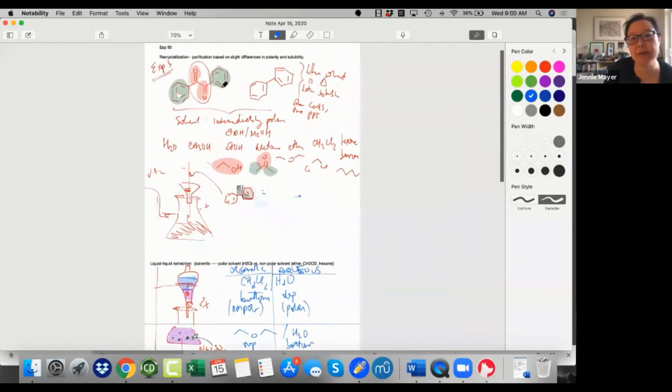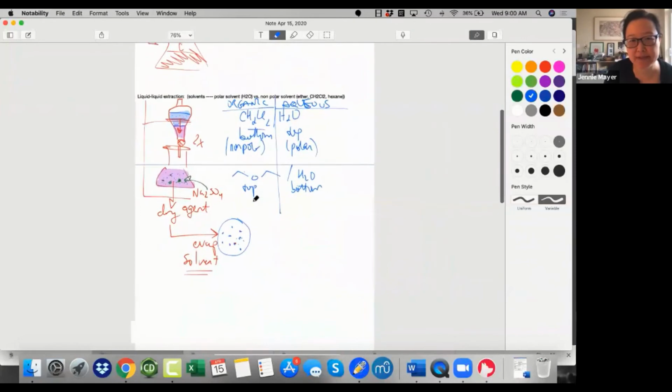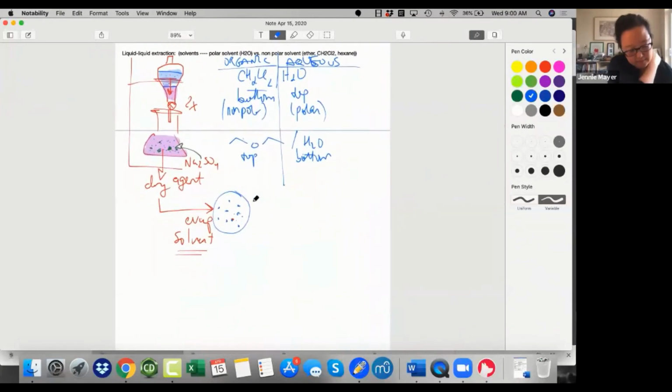Or if you're intermediately polar and you're mixed with something really similar in polarity, where it would be harder to say this would go in the water layer and this would go in the organic layer, probably they would both go in the organic layer. Then you need to use recrystallization. So recrystallization is more of a subtle difference in polarity, whereas this is more extreme. For example, what kinds of things might this work for?